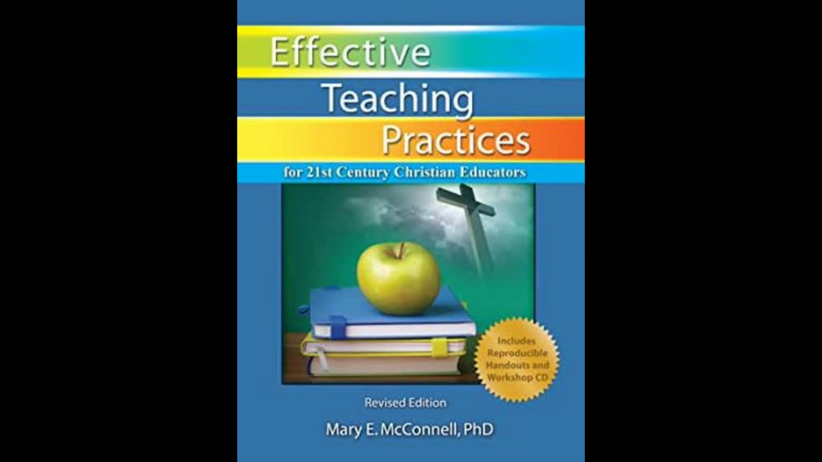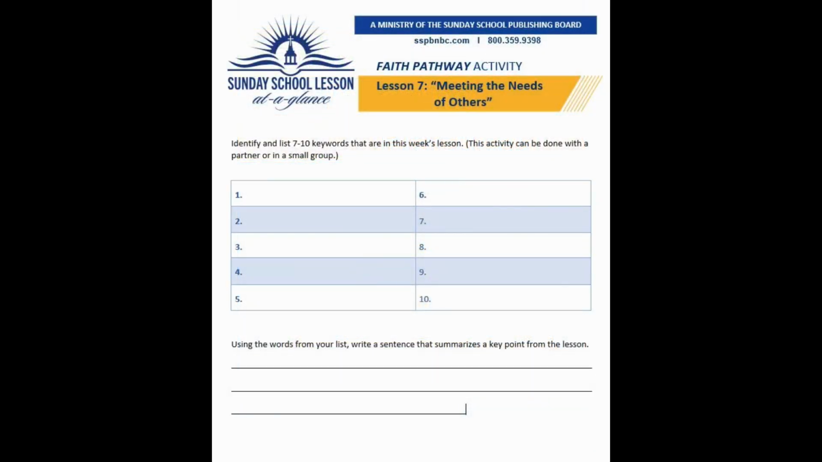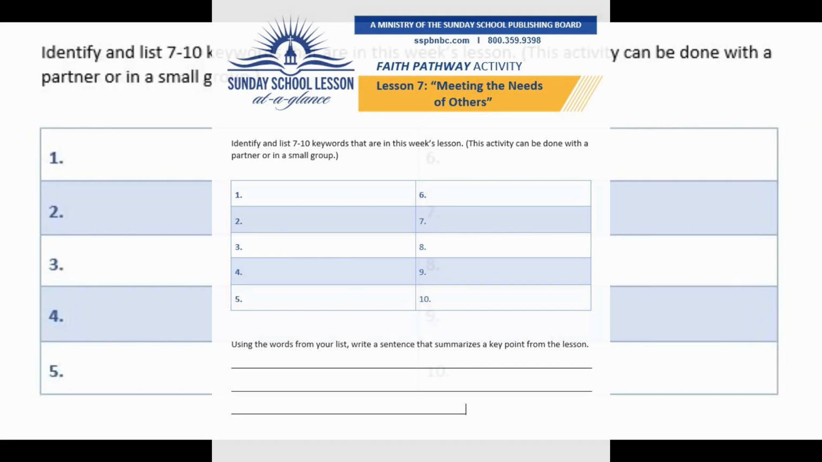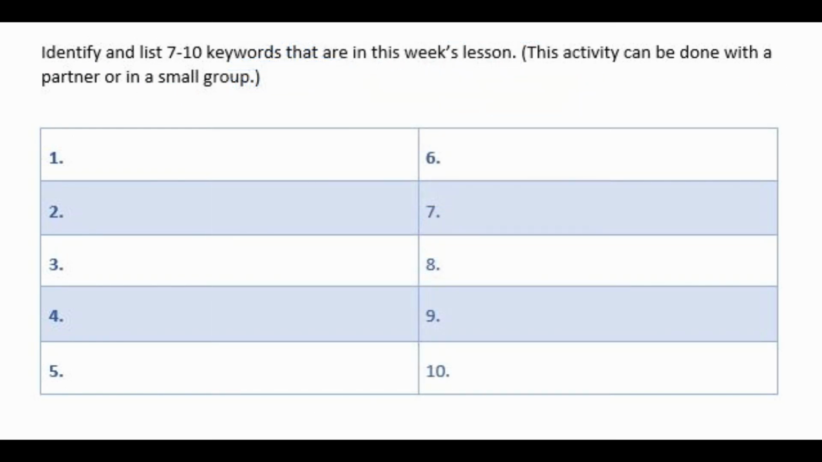I'm now going to share engagement activities that you can use when teaching this week's lesson. This activity can be a partner activity or a small group activity. Have students identify keywords that are in this week's lesson. For example, words such as mercy, compassion, love, neighbor, stranger, kindness, and the list can go on.